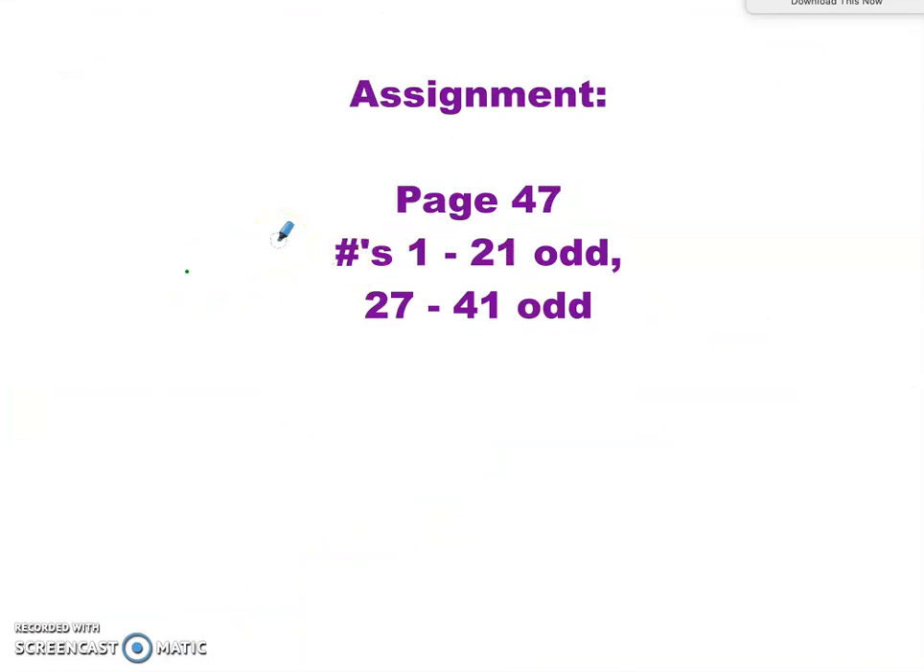Page 47, 1 through 21 odd, 27 through 41 odd. Remember to do it on a separate sheet of paper.